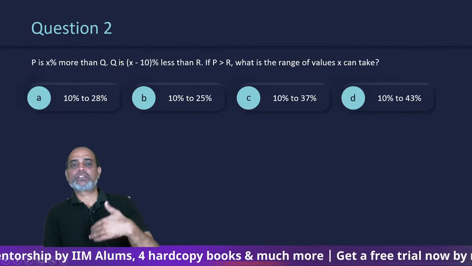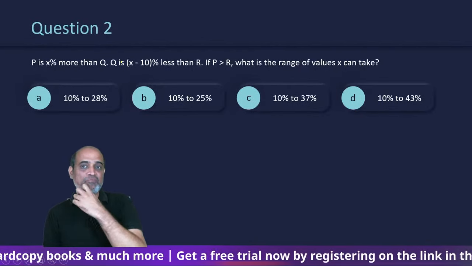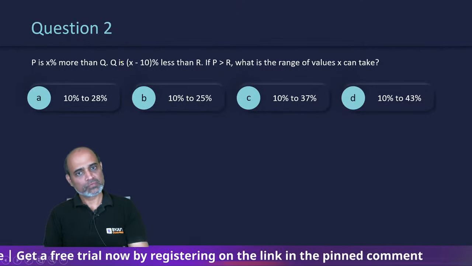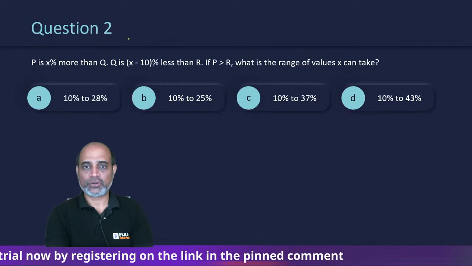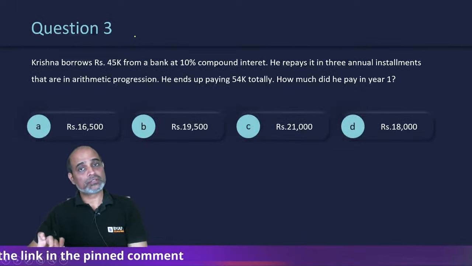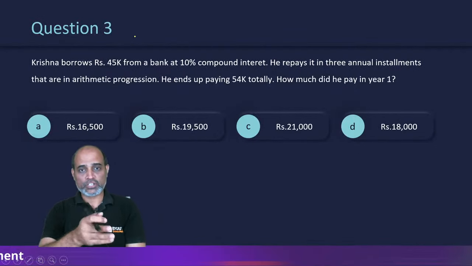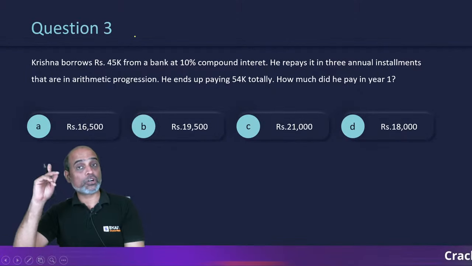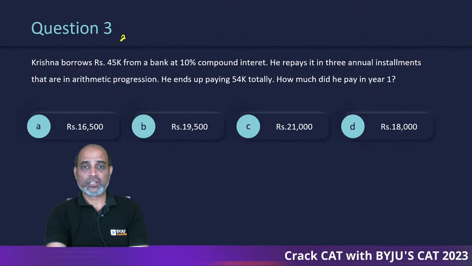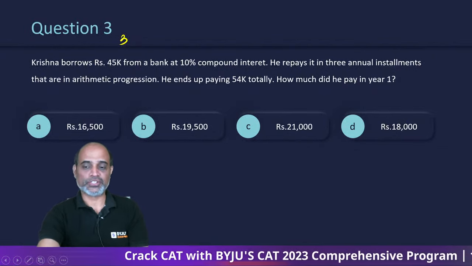So let's read this. P is x% more than Q. Q is x minus 10% less than R. If P is greater than R, what is the range of values x can take? Pen लगाना पड़ेगा. Round 2. Next, 2 lines. Just glance through it, see if you are comfortable with this topic. Krishna borrows 45 from a bank, 10% compound interest. He repays annual installments. Not comfortable. Round 3. एक तो pen, calculative, options देखो, not easy ones.